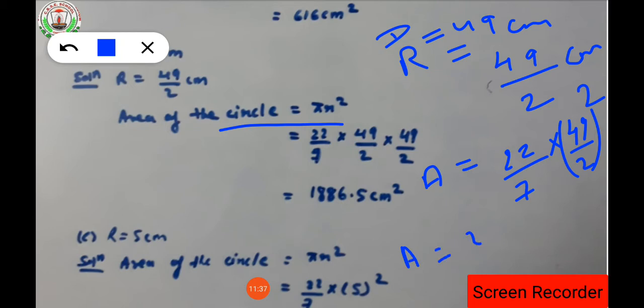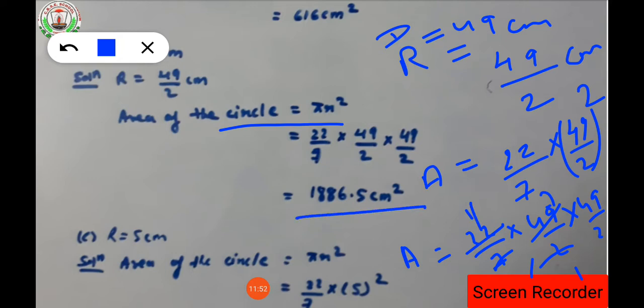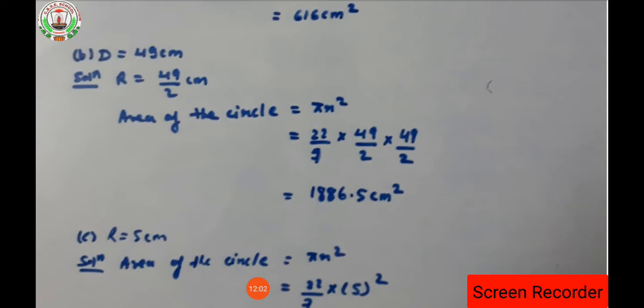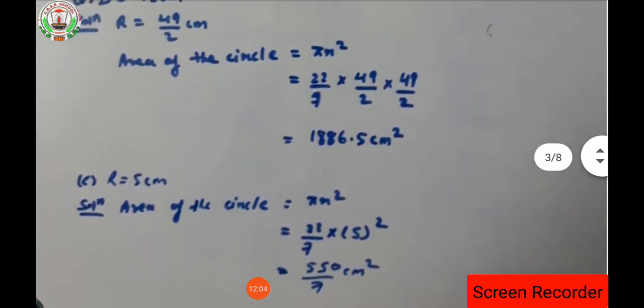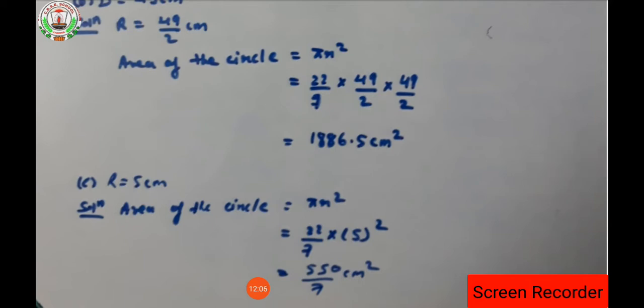So here 22/7 into 49/2 into 49/2. Clear? Cancelling it with the table of 7, we will get the required answer over here. So what is the required answer we are getting? That is 1886.5 centimeter square. Centimeter square is the required answer. Clear everyone?